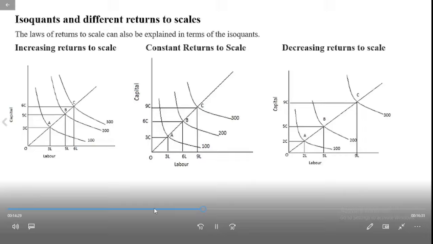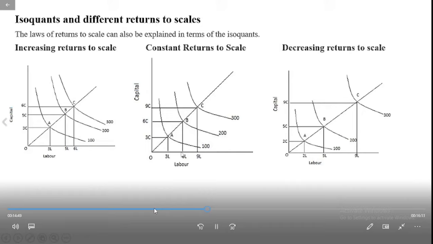So here we can see the first 100 units of output, again 3 units of capital and 3 units of labor. Next 100 units, or the total output becomes 200. Additionally, we are using 3 units of capital and 3 units of labor.